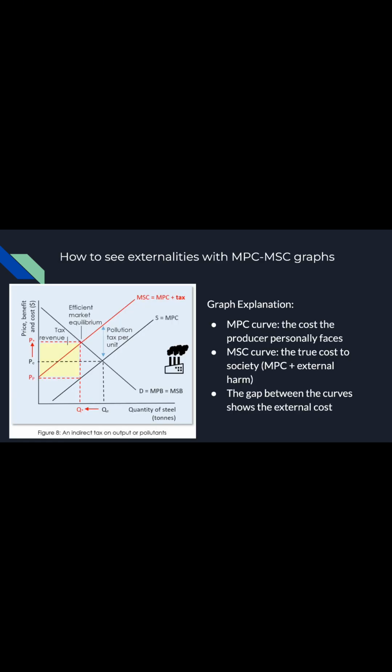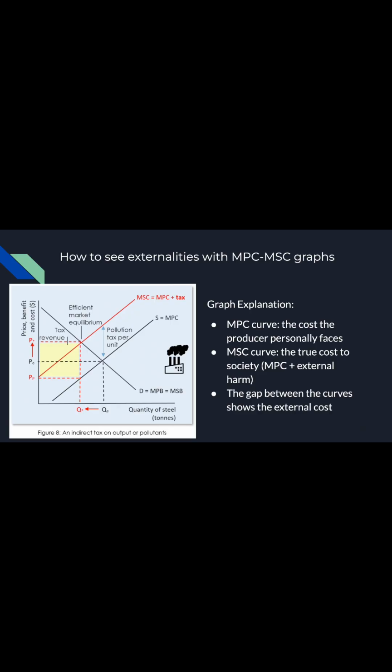For the MPC versus MSC graph, this is how economists visualize externalities. The MPC curve is the cost that the producer personally faces, and the MSC curve is the true cost to society, so it's the MPC curve plus the external harm. The gap between the curves shows the external cost, and the market outcome is where demand intersects the MPC, giving excessive output. The efficient outcome is where demand intersects MSC, giving a lower output.